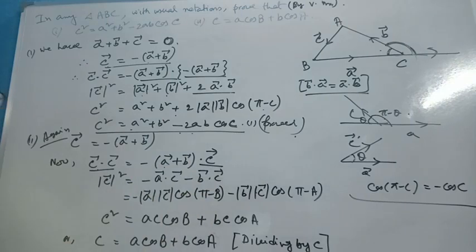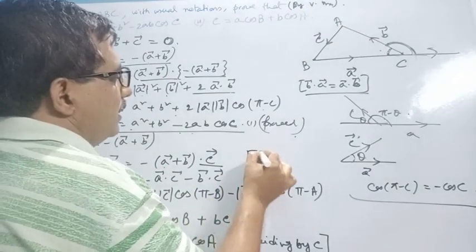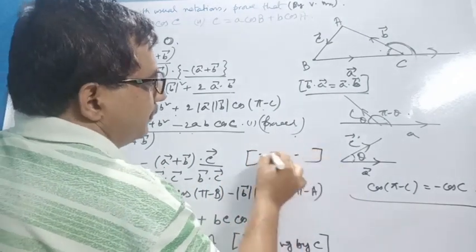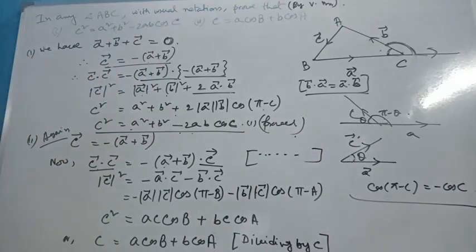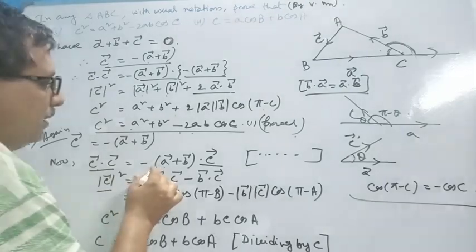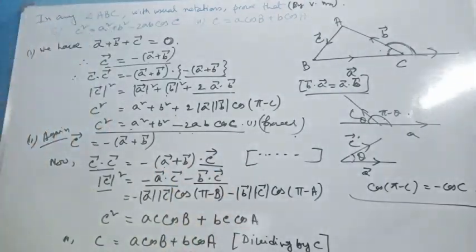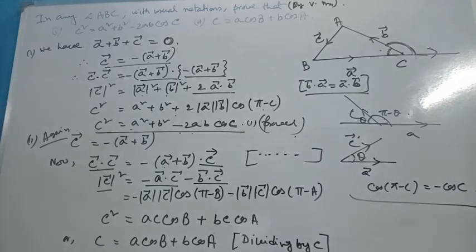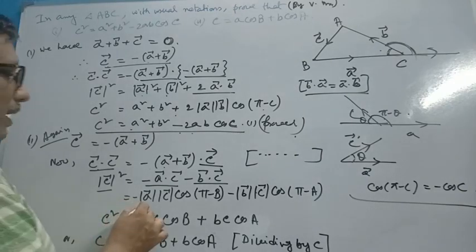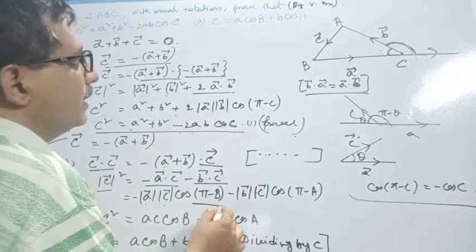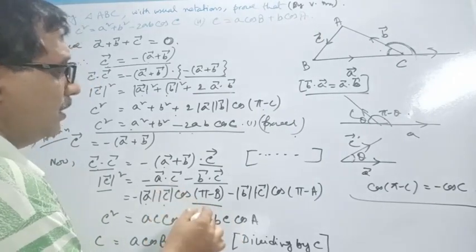Write down here, taking the dot product by C on both sides we get: C dot C means mod C square, equal to minus of A dot C, then minus of B dot C. Now A dot C, exactly as before, is mod A mod C cos of pi minus B.